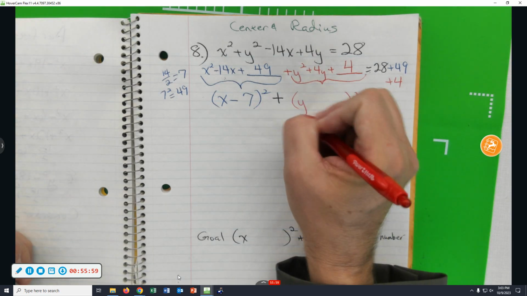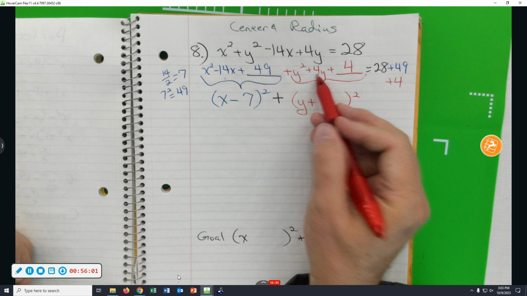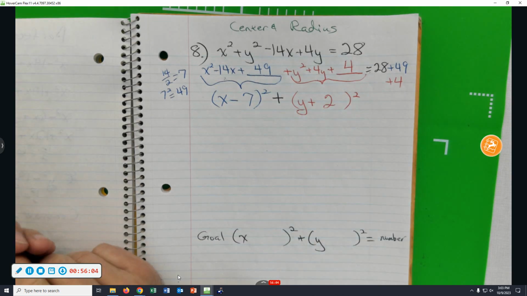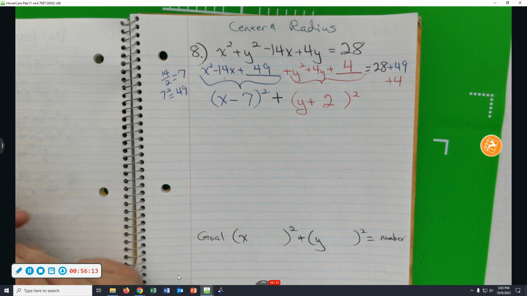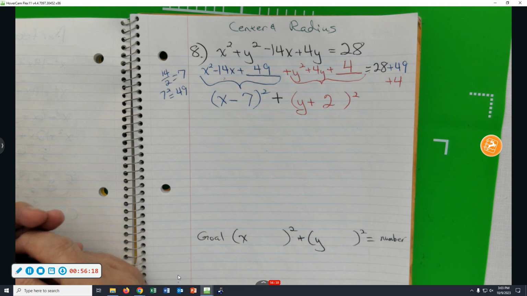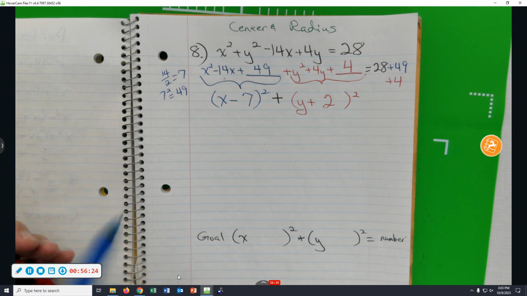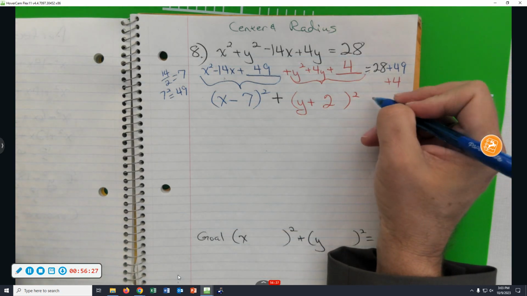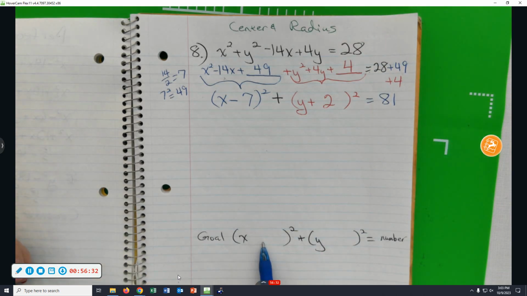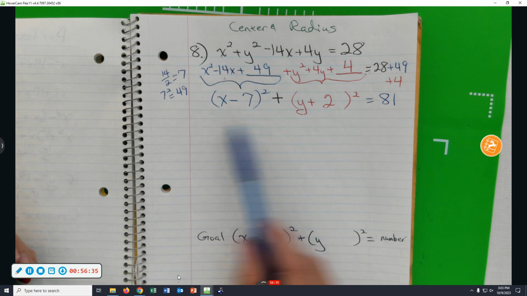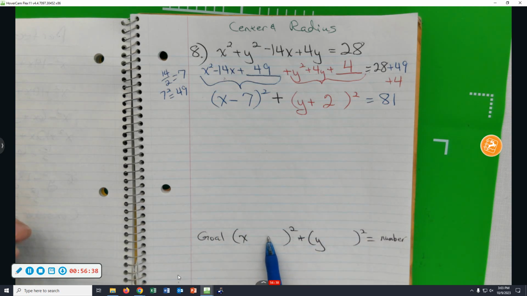Okay, variable, sign, half of that number, I agree with 2. Quantity squared. What have we got on the right? 28 plus 49 plus 4. 28 plus 4 is 32. 32 plus 50 is... well, I'd say minus, it was 82 and then minus 1 is an 81. I didn't need to write this down so low. We didn't need all that room. Look at that. I think we got it in center radius form.